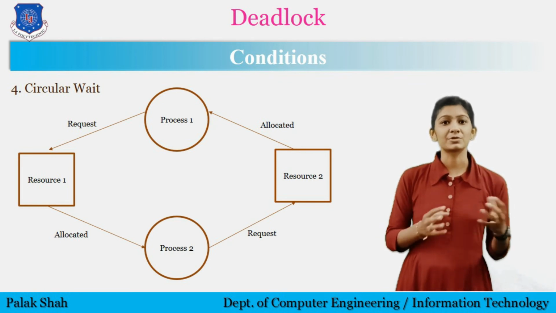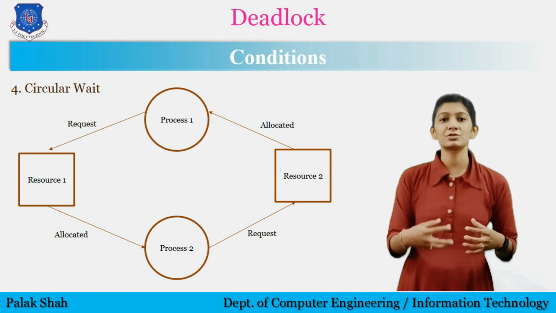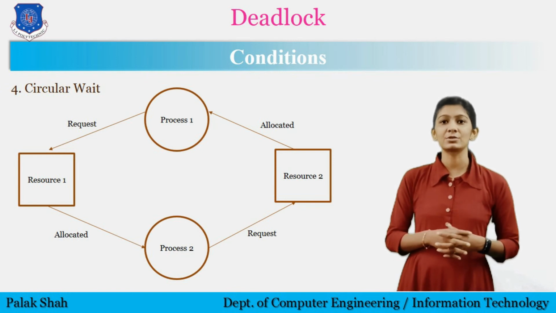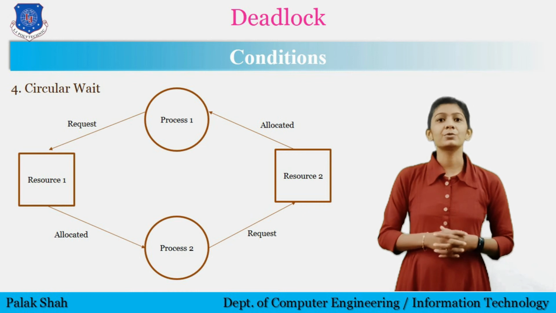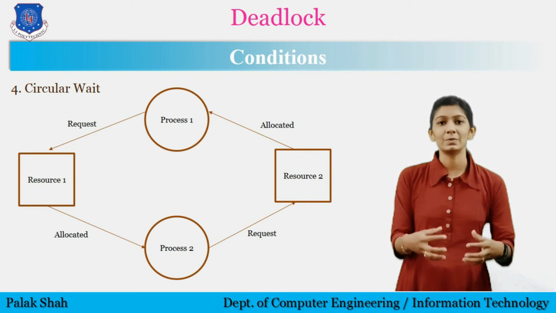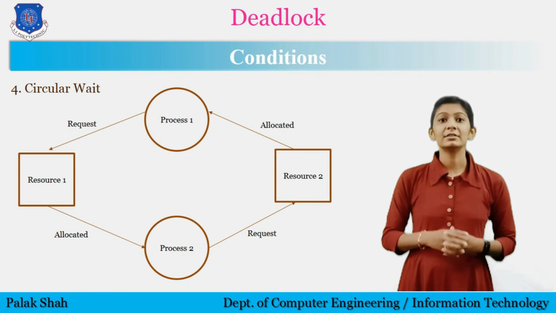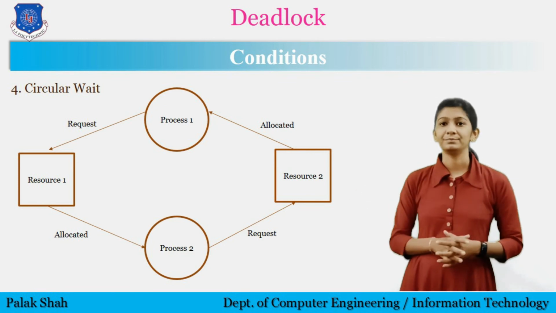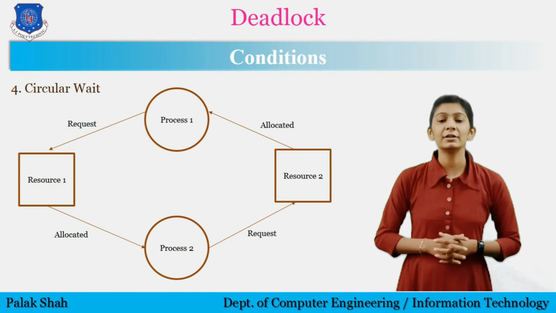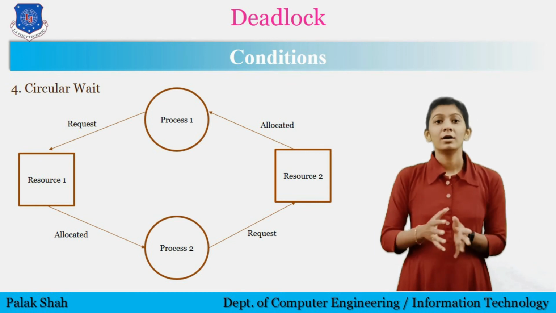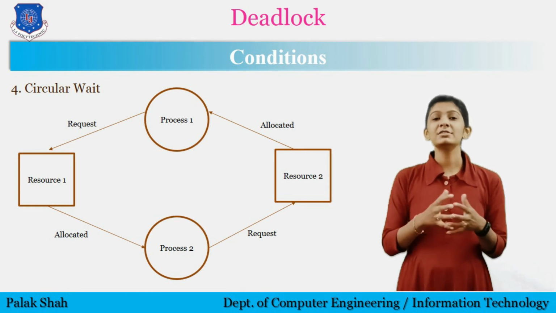For example, process 1 is allocated resource 2 and it requests resource 1. Similarly, process 2 is allocated resource 1 and it is requesting resource 2, as shown in the diagram. This forms a circular wait loop. So, that's all about deadlock.